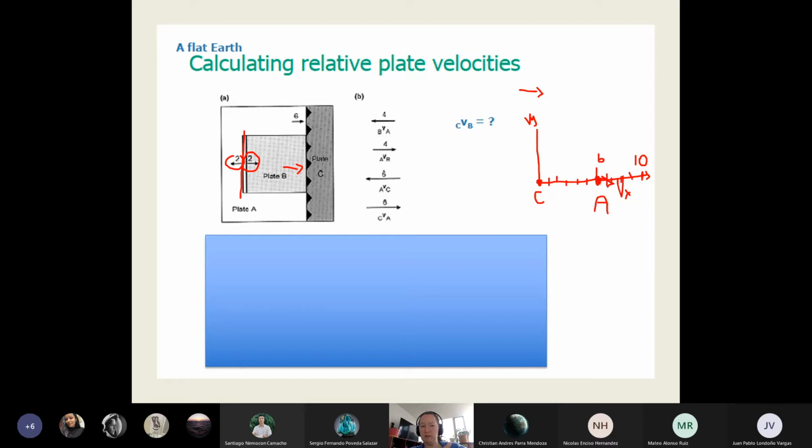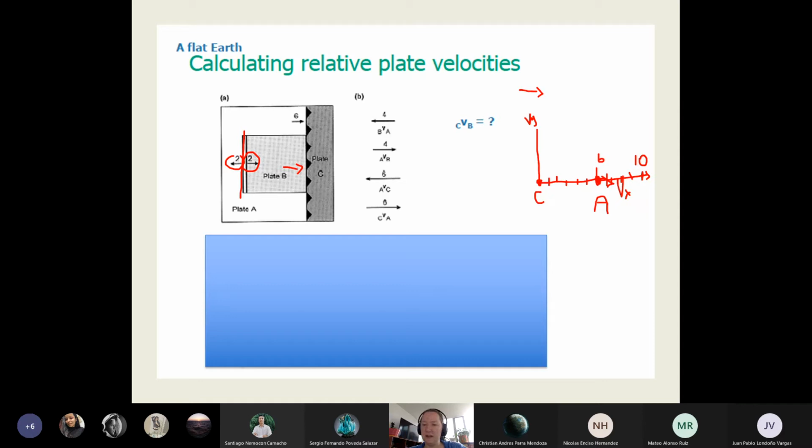So be careful with these diagrams, they always put 2 and 2 or something like this. That's the velocity with respect to the ridge. I can put my ridge on this diagram too. Let's put the ridge. Where's the ridge? The ridge is moving to the right of plate A, and it's moving to the left with respect to plate B, right? It's halfway in the middle.